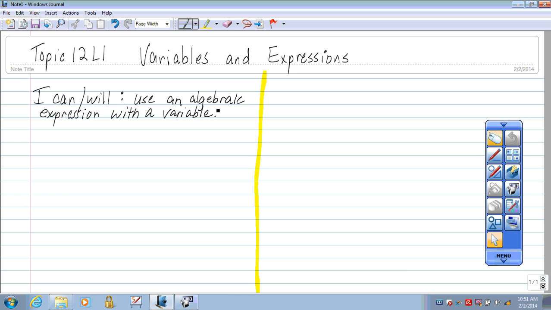Okay. First, let's talk about what these definitions are. A variable is, and sometimes I just put this in parentheses because we use the letter N. But you can use any symbol. It doesn't have to be a letter. It can be any letter or it could be any symbol. So the actual definition would be a symbol that stands for a number.